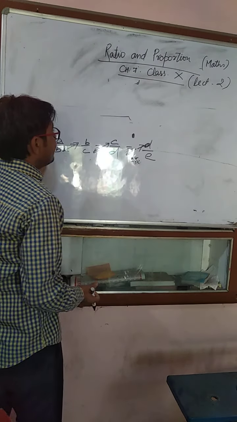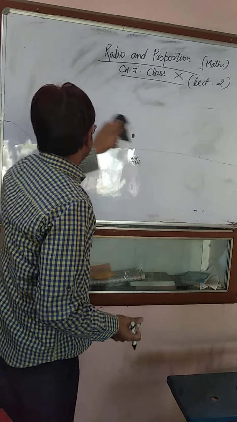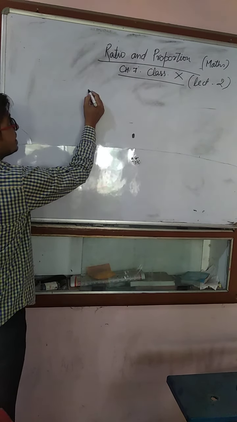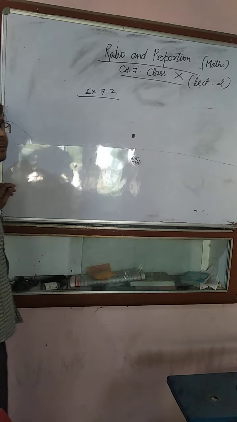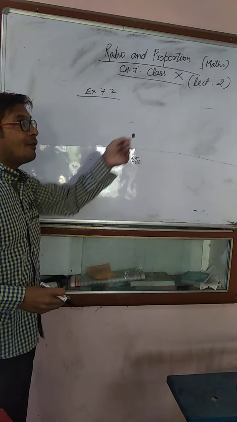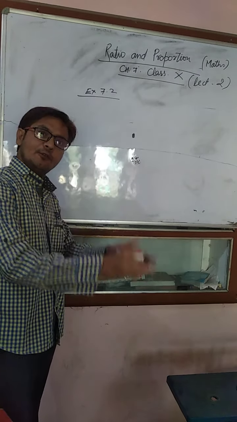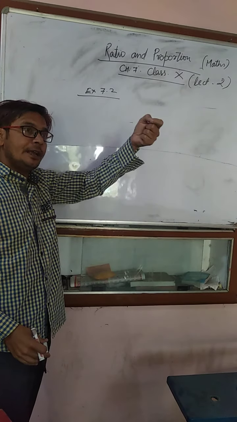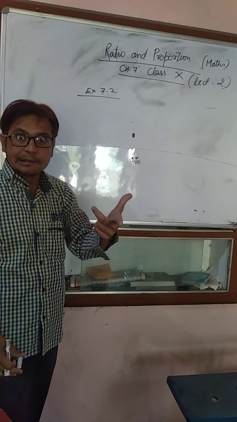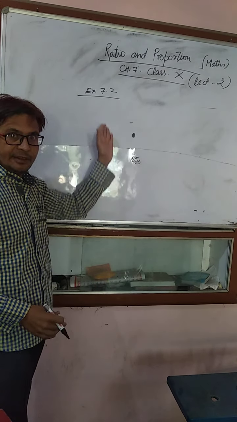Now come to the exercise 7.2. In exercise 7.2, there are two types of questions, like find the third proportional, find the fourth proportional. If you want to find the fourth proportional, then let it be x. So A by B is equal to C by x. You can find the value like whatever I have given in the example.